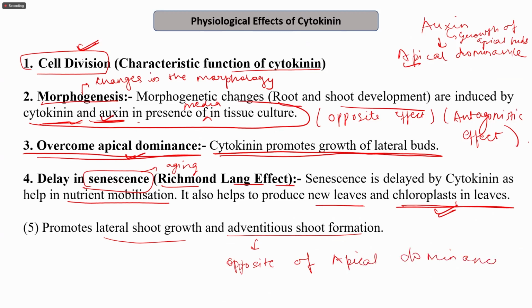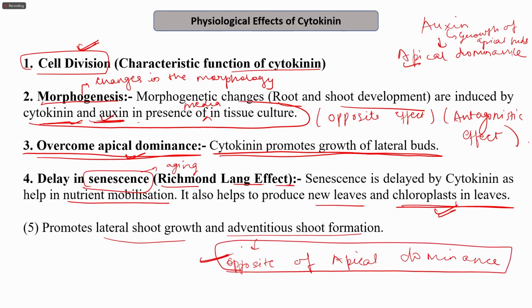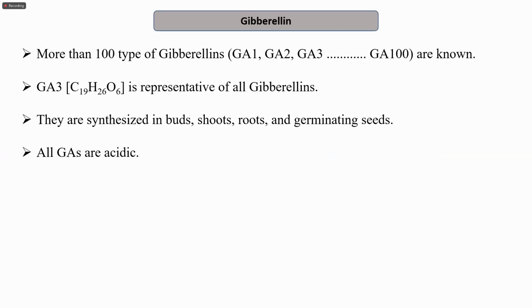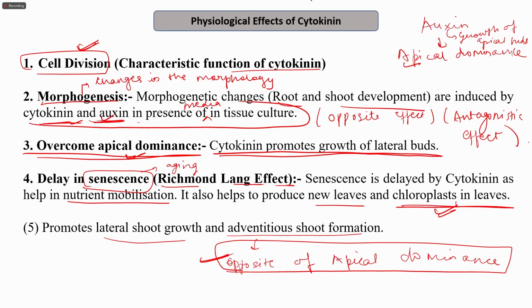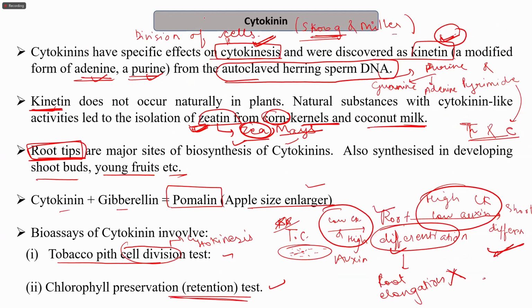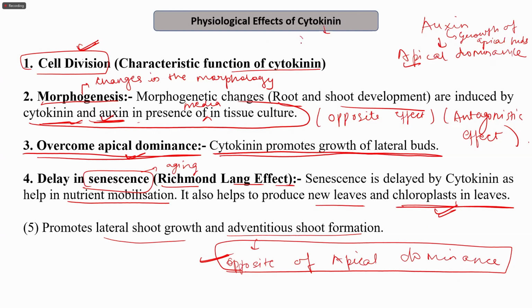Therefore, a balance of all the hormones is required for well-defined growth. So these are some physiological effects of cytokinins, which were growth promoting. So cytokinin was actually growth promoting, but its effects were antagonistic to the auxin. So if you remember the functions of auxin, you will be able to remember the physiological effects of cytokinin.